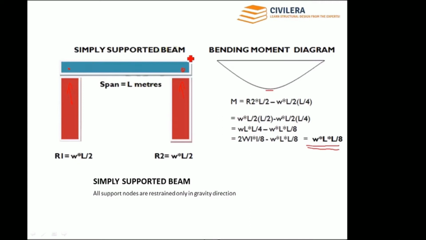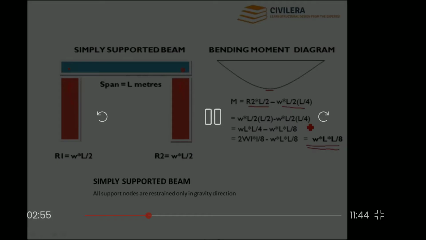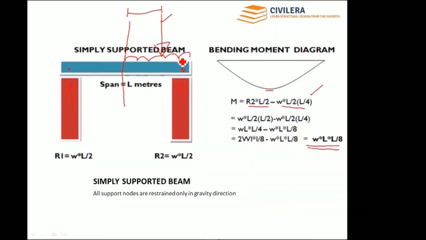If W is the load on the beam and if L is the center to center span, the reactions would be WL by 2, and the moment will be WL by 2 into L by 2 minus WL by 2 into L by 4, that is the reaction. So that is W into L multiplied by L by 2 by 2, so that is L by 4. So you get ultimately WL square by 8.